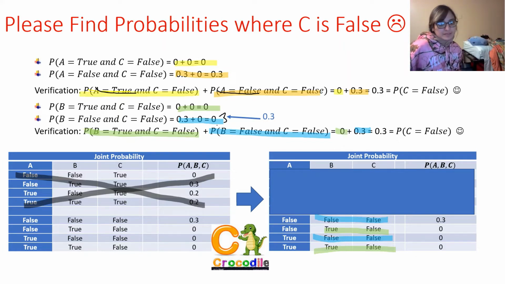So when we see this, what we are observing is that this is 30% here, and this is 0, and this value here. This adds up to 30%, which is the probability that C is false. So these all work out for us. So again, this is 30%, and this is 0, this is 30%, and this is 0. So these are what the probabilities become.